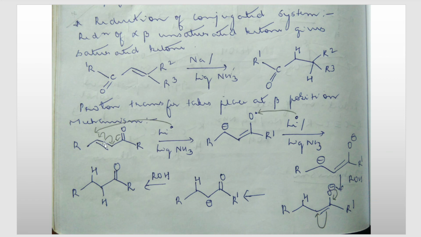But here, since both have the same electronegativity values, the bond breaks in such a way that both atoms get a dot on themselves. I have written two arrows here, telling us that this bond breaks so that both of them get a dot. So carbon number 2 now has a dot on itself, and carbon number 3 also has one odd electron on itself.